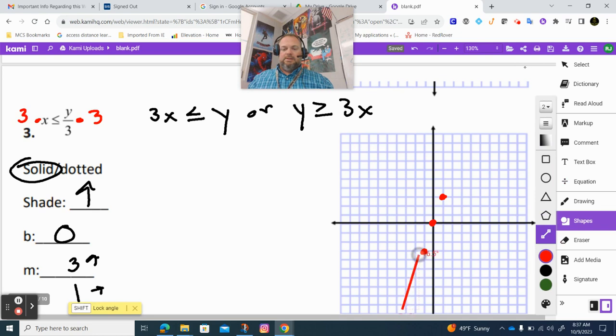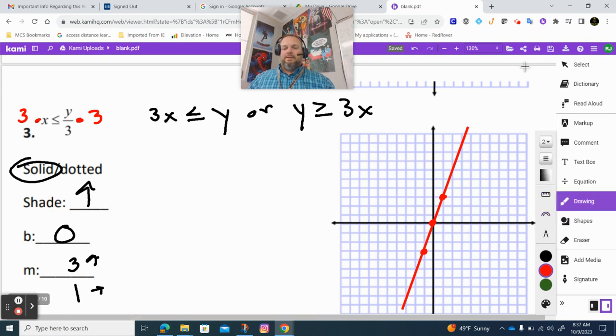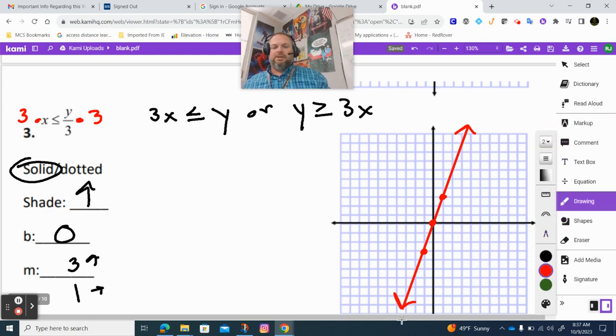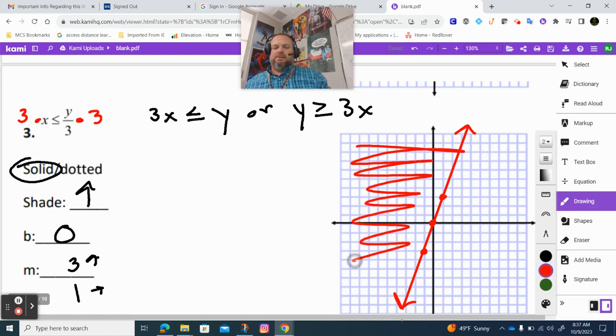Solid. Okay. 2 arrows. And then to shade this right here. All right.